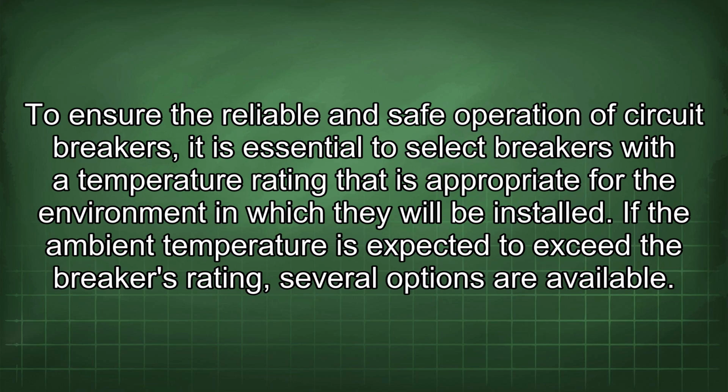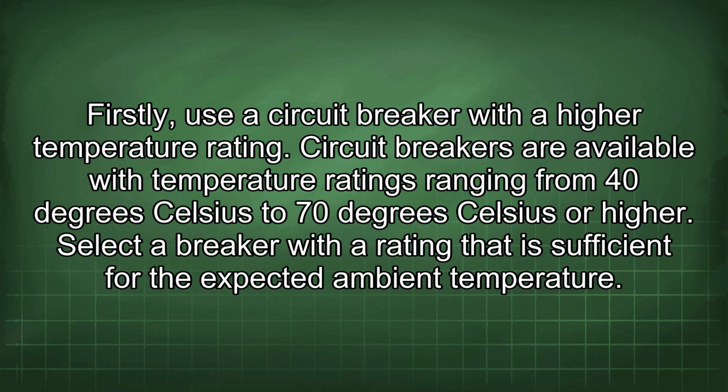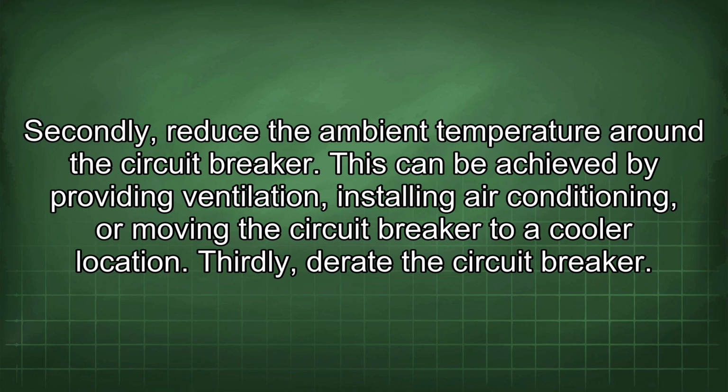If the ambient temperature is expected to exceed the breaker's rating, several options are available. Firstly, use a circuit breaker with a higher temperature rating. Circuit breakers are available with temperature ratings ranging from 40°C to 70°C or higher. Select a breaker with a rating that is sufficient for the expected ambient temperature. Secondly, reduce the ambient temperature around the circuit breaker. This can be achieved by providing ventilation, installing air conditioning, or moving the circuit breaker to a cooler location.